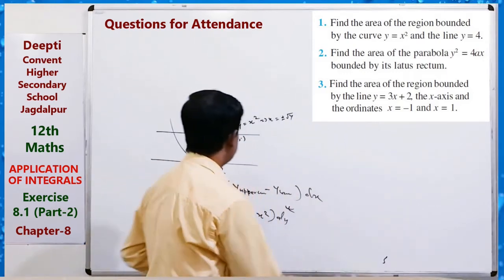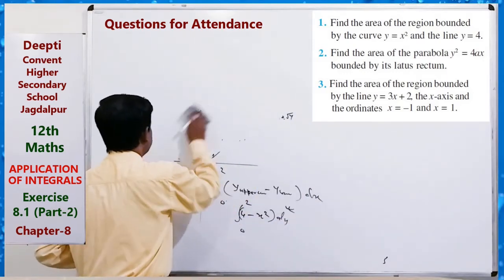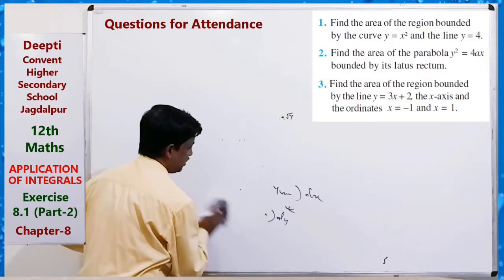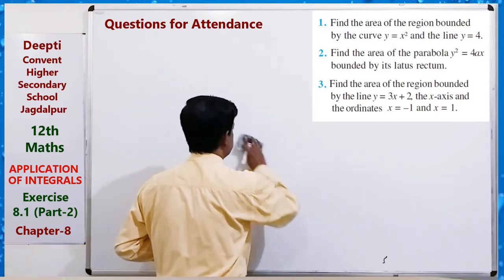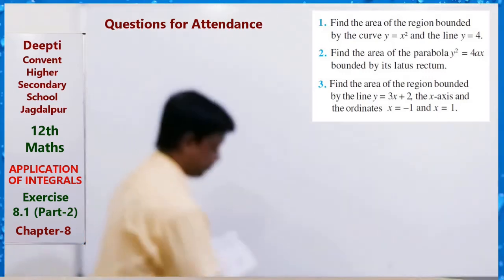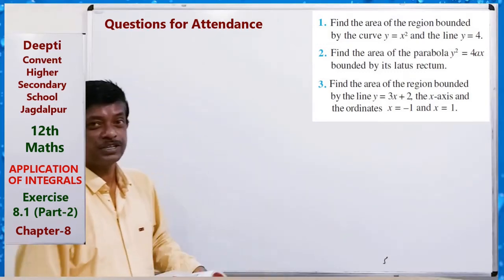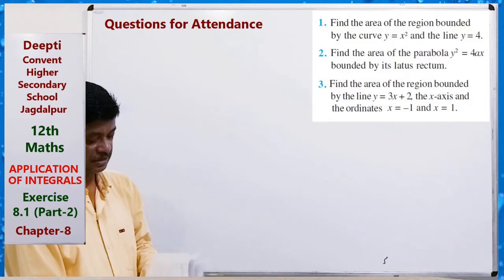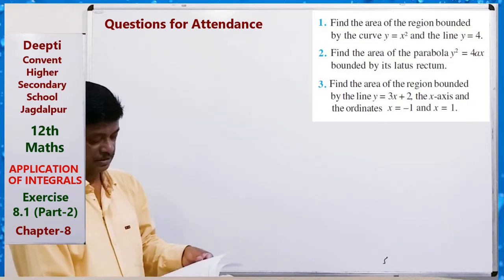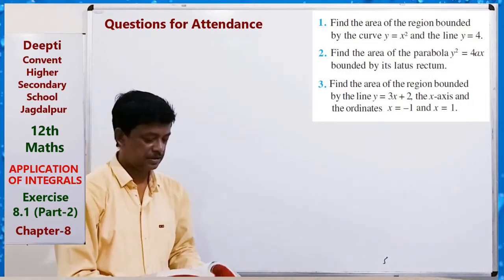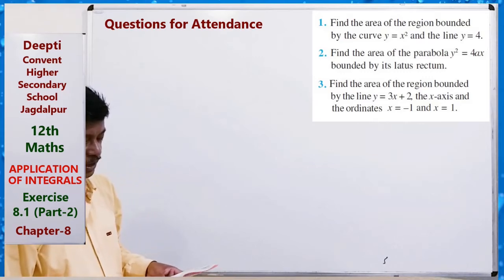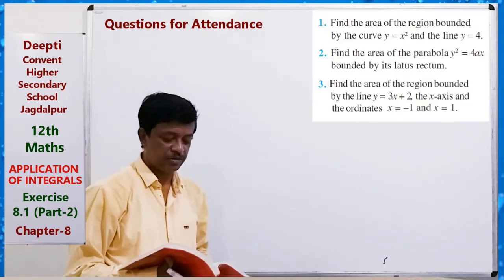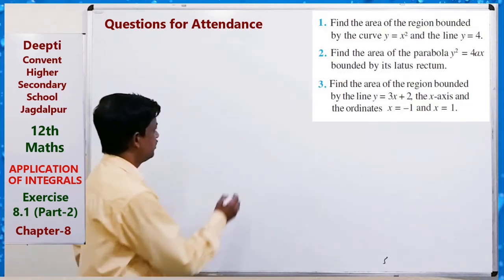Okay? Now, this is the hint for the first question. Okay? Now, second question. Second question is, find the area of the parabola y square equal to 4x bounded by its latus rectum.